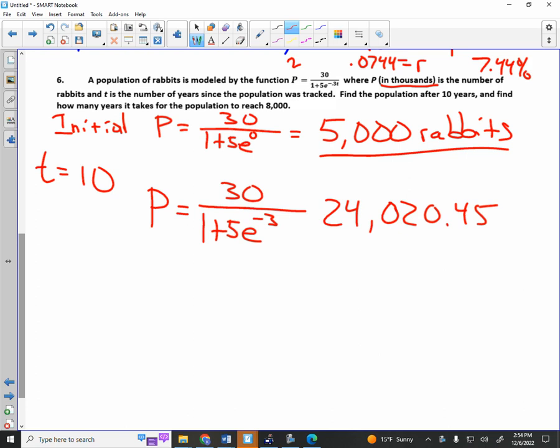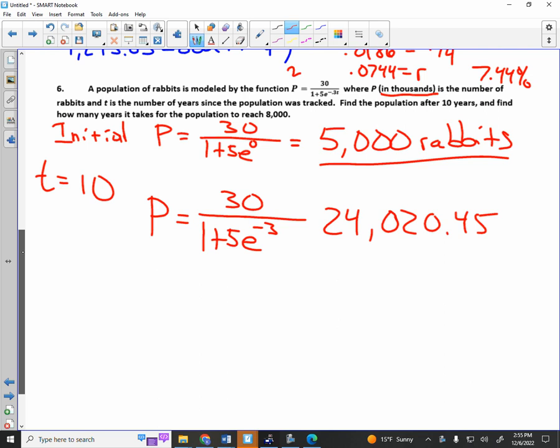So what if we just wrote 24 rabbits? 24 rabbits, I would take a half point off on the test. There's 24,020 rabbits. You've got to put parentheses around that bottom part. Okay? Yep. All right. Wait, I got 24,000. You got 24,021? Yeah, e to the negative third. That's fine. You just rounded. It's okay. Yep, that's fine.